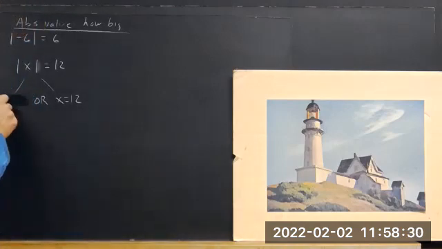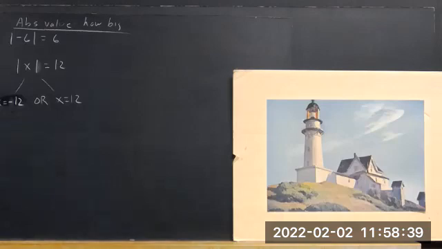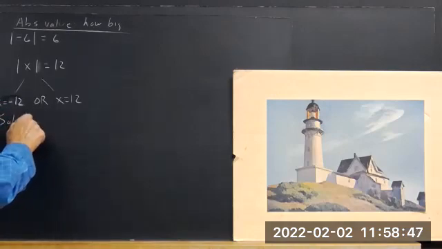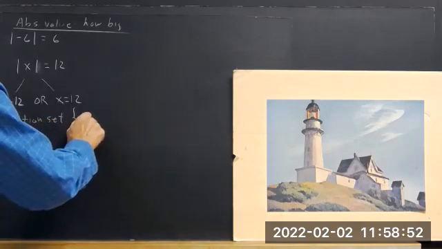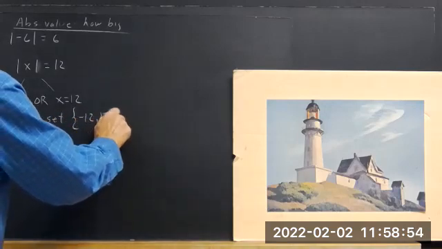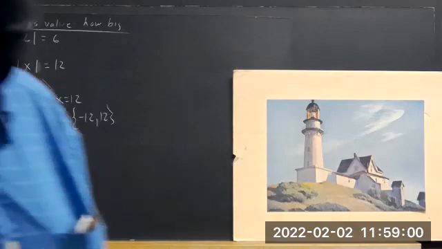Okay. So x equals -12. Something in me is just resisting that negative sign, or x equals 12, right? So your solution set is a set consisting of -12 and 12. Okay? That makes sense?